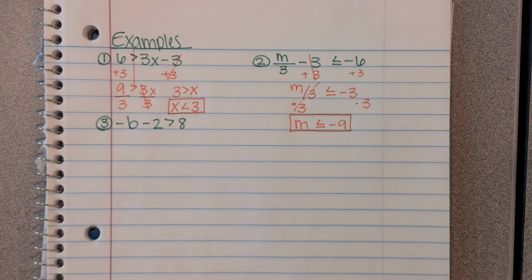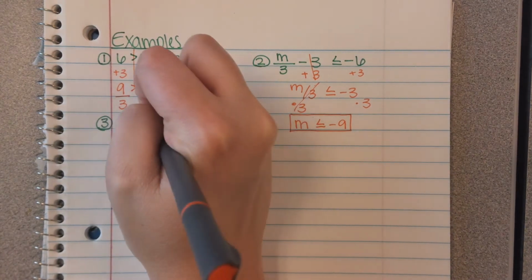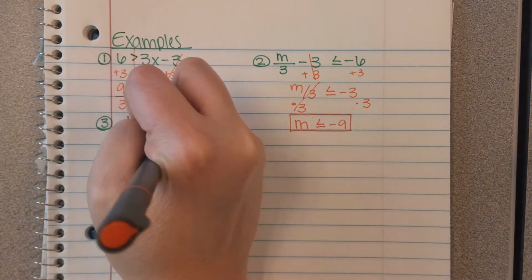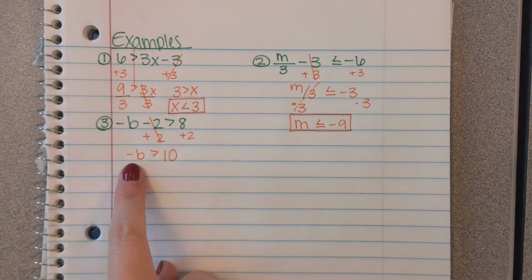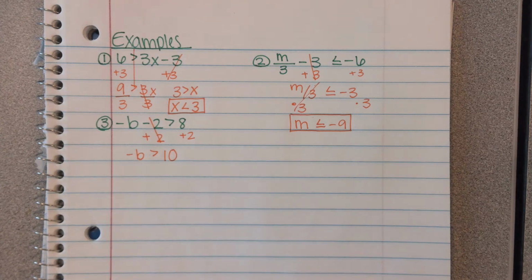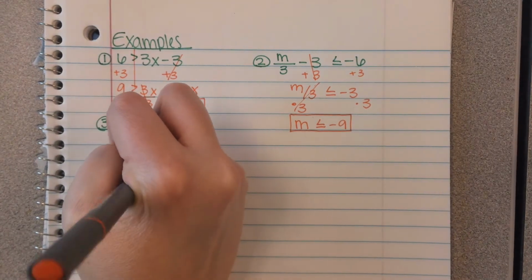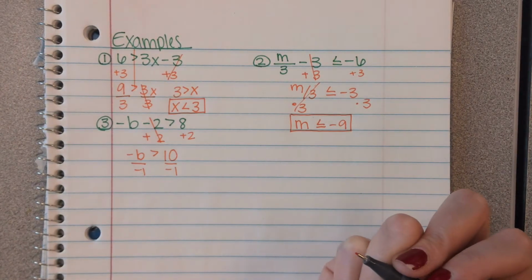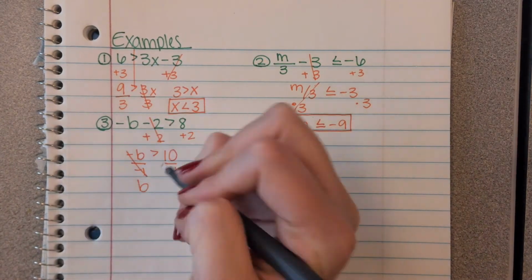Now, number 3, we have negative b minus 2 is greater than 8. So we're going to add 2 to both sides, and we get negative b is greater than 10. Now, we can't leave that negative on b. We have to get rid of it. So you can do a couple different things. You can just swap the signs, okay? You can divide by negative 1, whatever works for you. I'll divide by negative 1 because that helps some people. So those negatives divide out, and we're left with b.